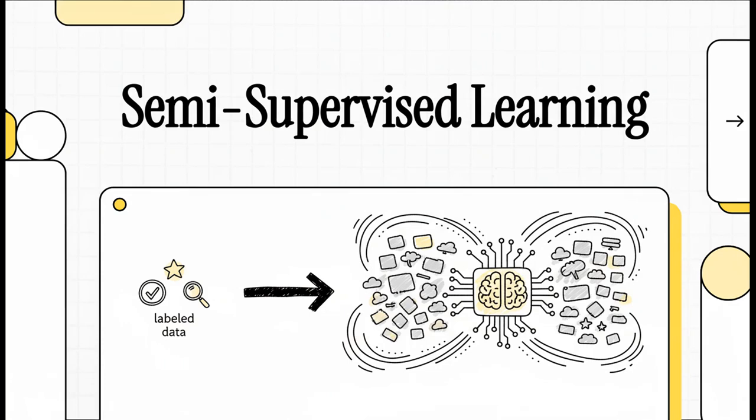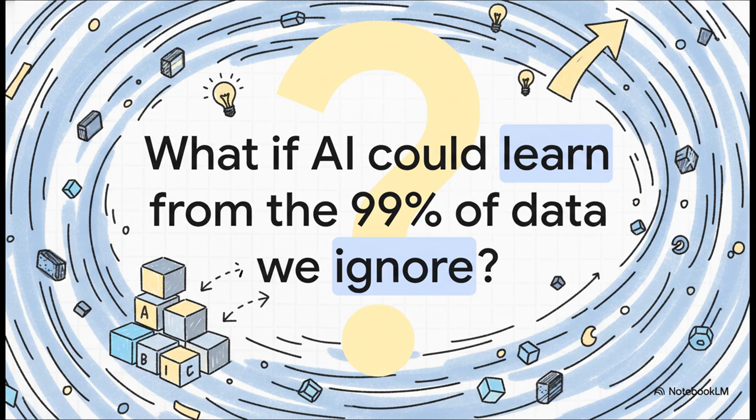Hey everyone, and welcome. Today we're going to talk about a really clever shortcut that's making AI a whole lot smarter and faster. It's all about teaching machines to learn from this massive ocean of data that up until now they've pretty much just ignored. So let's dive in.